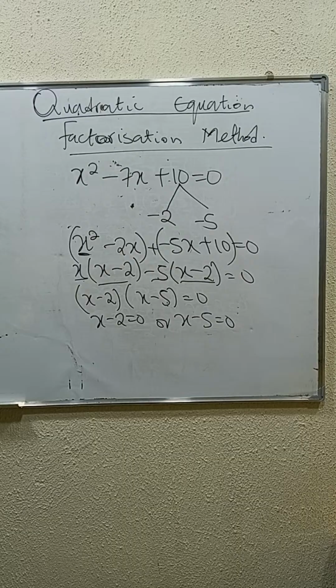So you have it that x minus 2 is equal to 0 and x minus 5 is equal to 0. What then are the values of x for each solution? Let's know down in the comments.